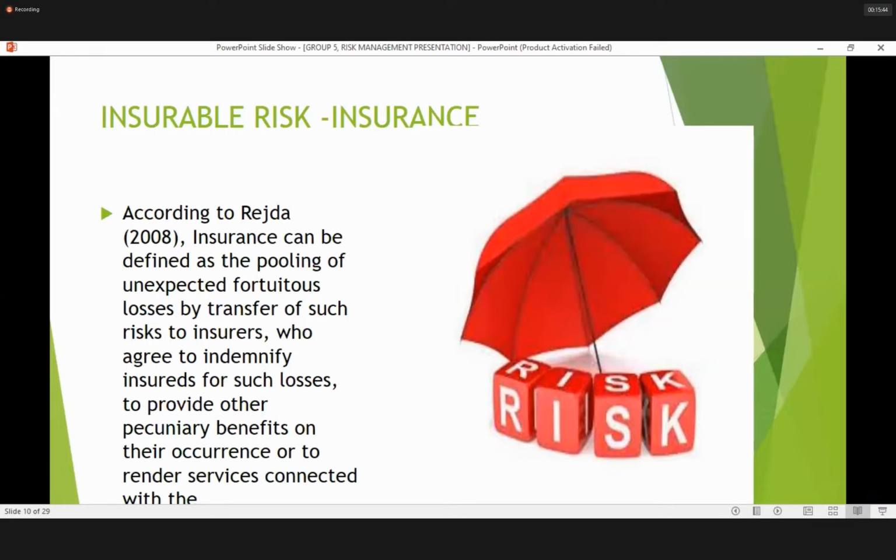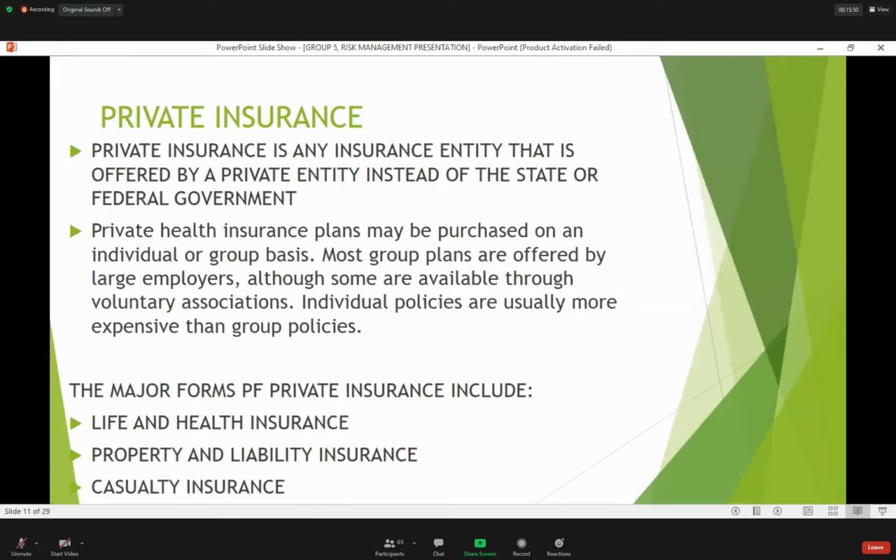And our question also asked us to explain what a private insurance is. And we said private insurance is any insurance entity that is offered by a private entity instead of the state or federal government. And we said that their plans may be purchased on individual or group basis. The group plans are offered by the large employers, although some are available through voluntary associations. And it was also stated that the individual policies are more expensive than group policies.